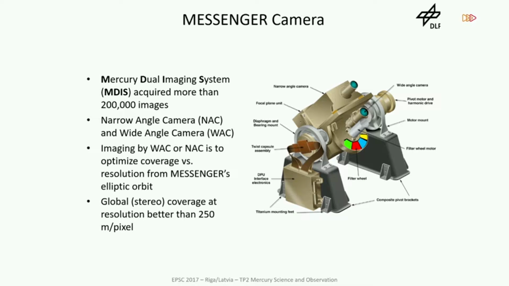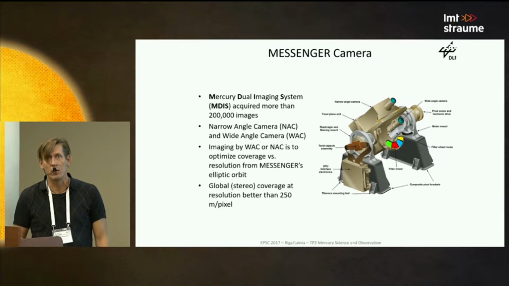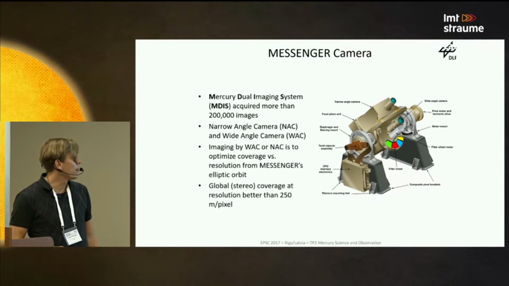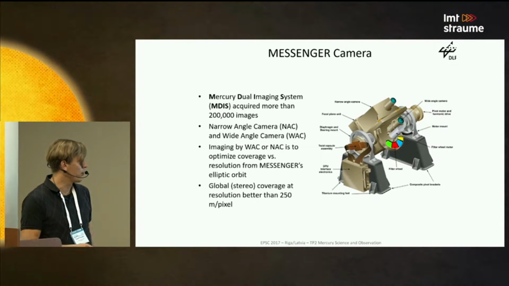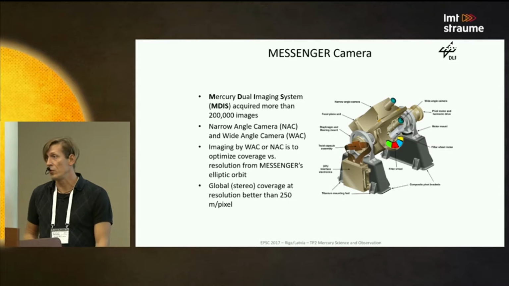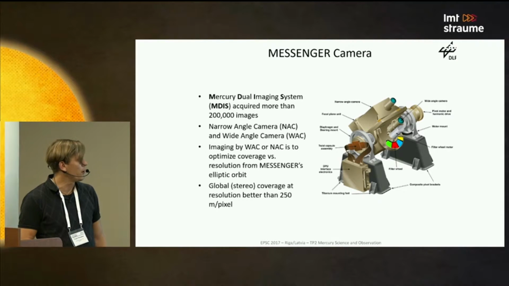The camera on board MESSENGER is the MDIS camera. There is a narrow-angle camera and a wide-angle camera. Both are complementary: you have the narrow-angle camera mostly for the southern hemisphere, and the wide-angle camera for the northern hemisphere, so that you can have roughly the same image resolution for the whole body. And this is not only in one global coverage, but in multi-coverage, with a resolution better than 200 or 250 meters.